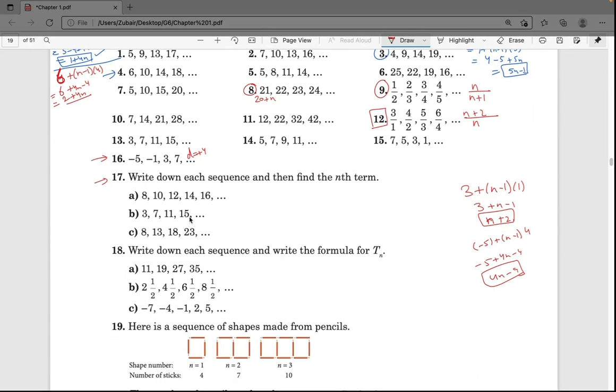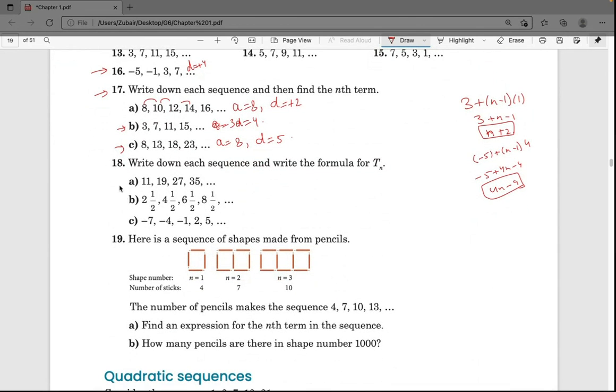Question number 17. Write down each sequence and then find the nth term. So directly, nth term. This is 2, 2, 2. So now let's quickly write. First term is 8 and common difference is +2. For B part, first term is 3 and the common difference is +4. For C part, first term is 8 and the common difference is +5.